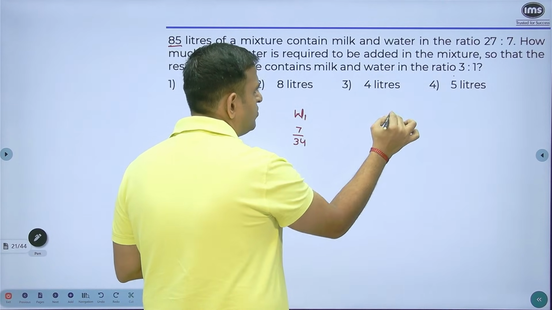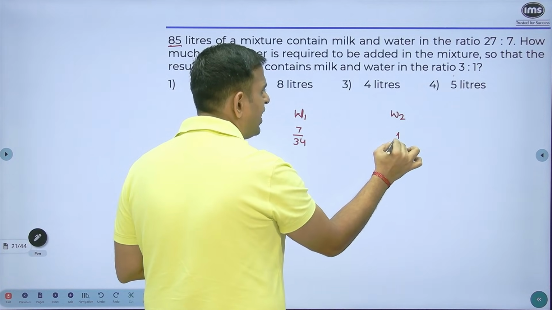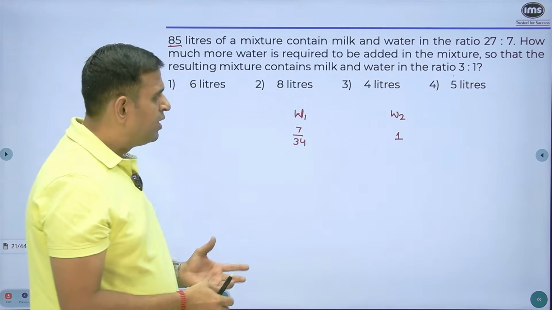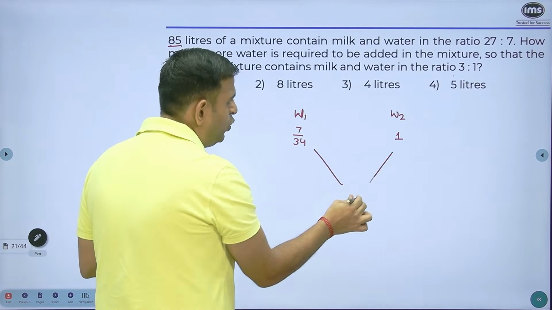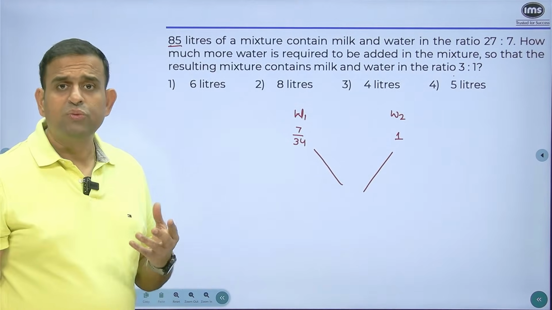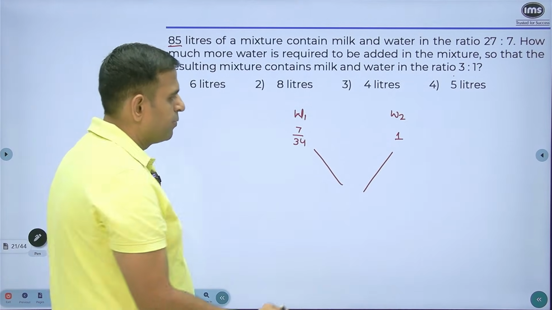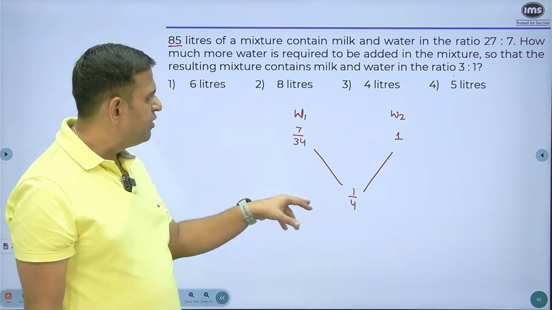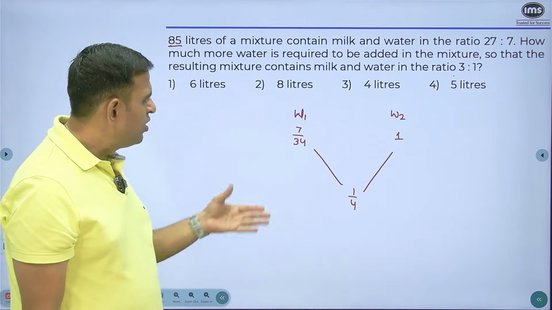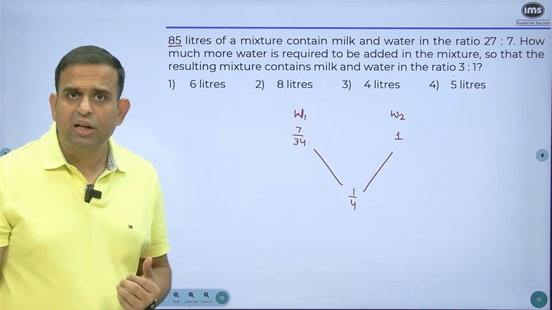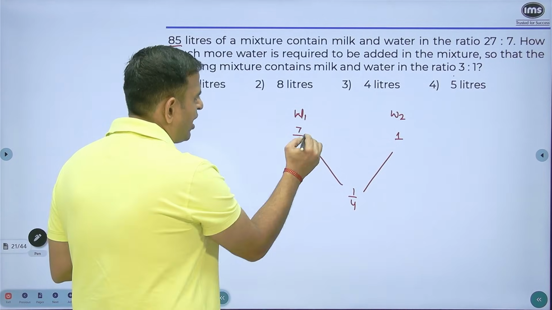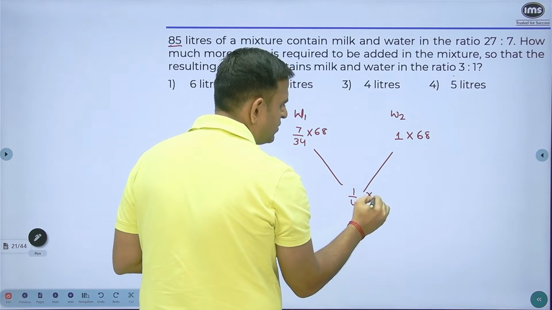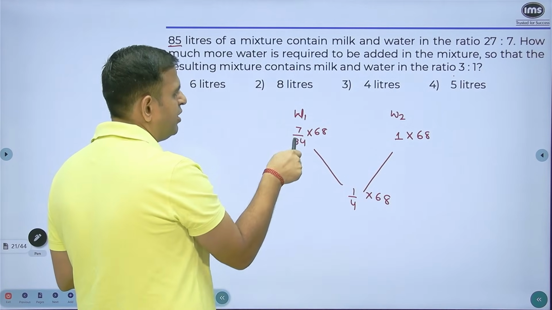What about the water which we are adding? Over there, the entire portion is water. There's no milk, the entire thing is water. So it's 100% water over there. And if you combine them, you want 3 parts milk, 1 part water. That means 1/4 of the solution is your water. I will use alligation on the numbers 7 by 34, 1 and 1 by 4. 34 and 4 have an LCM of 68. If I multiply by 68 throughout to make my numbers easier, the first part will become 14.